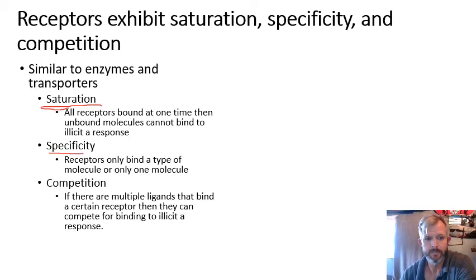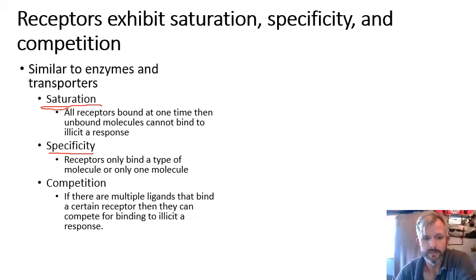Specificity, that is that these receptors bind to only certain chemical messengers. Some bind to one type of messenger. There's adrenergic receptors that bind to both epinephrine and norepinephrine. Okay, so they bind to a couple molecules, but they're not going to be binding to all chemical messengers. They are specific for usually one or maybe a couple chemical messengers.